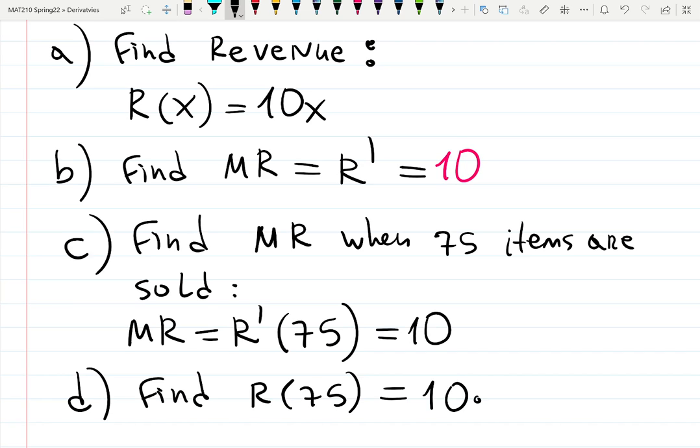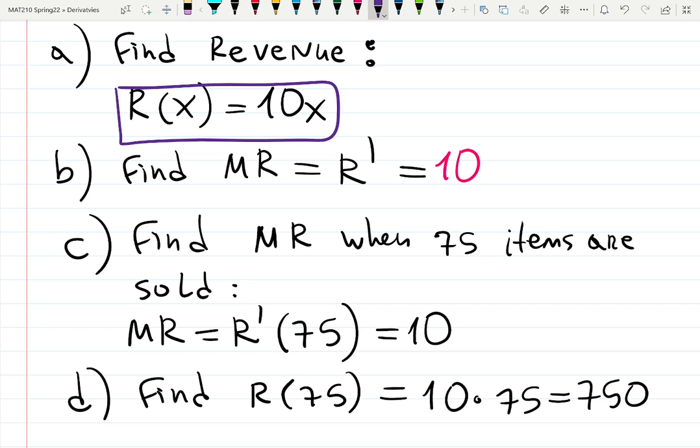Exactly, it's 10 times 75, which is what you said, 750. Look at that. Revenue has a function, 10x. But the derivative of 10x is a constant 10. There is nowhere to plug in 75. And that's why the answer is still 10. That's why it's called a constant function. It's the same no matter what you plug in.